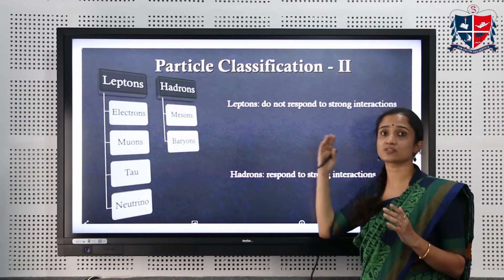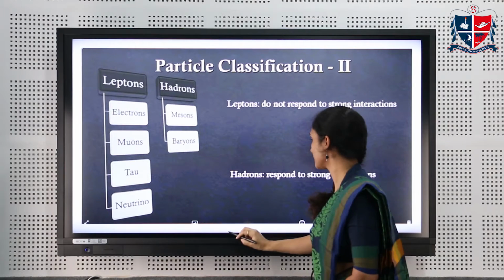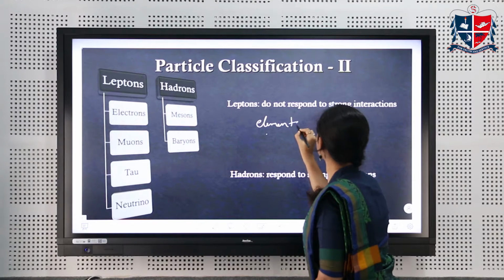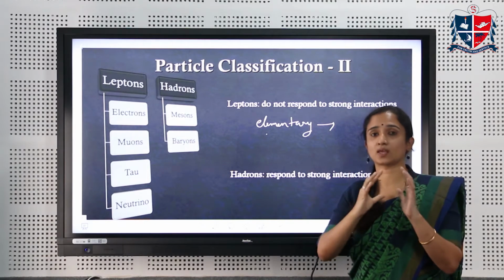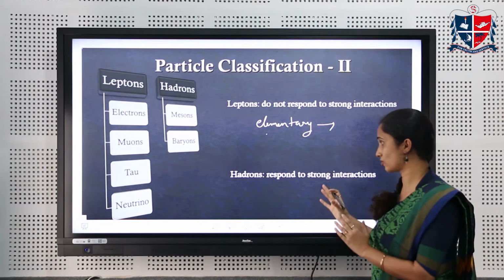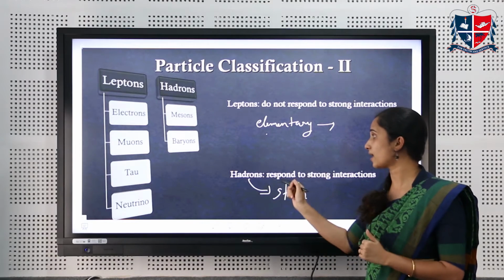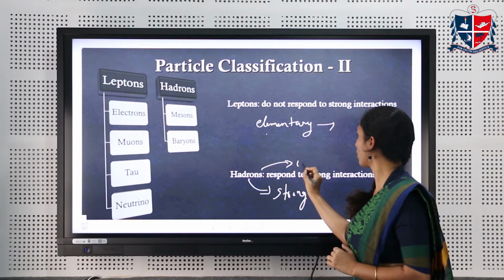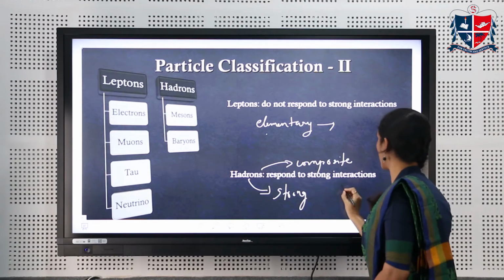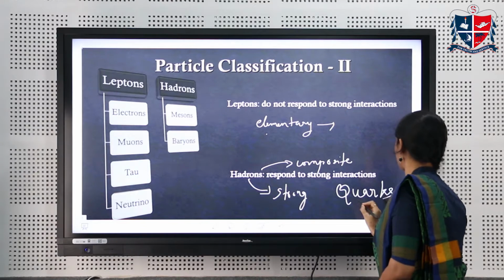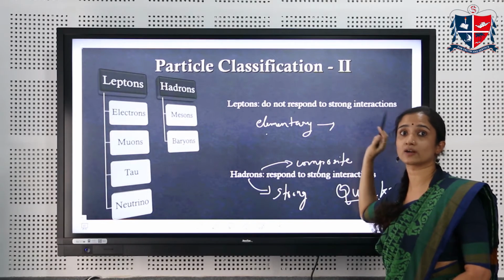One important difference between leptons and hadrons is that leptons are elementary particles. Elementary particles in the sense they are not composed of any smaller particles. So, leptons are elementary, they cannot be divided into any constituent particles. Whereas hadrons, as the name suggests, hadron means strong. So, they participate in strong interaction and they are composite particles. Hadrons are composed of further smaller particles, and those smaller particles which compose a hadron, we call them quarks. Maybe we can deal with quarks in another lecture. So this is another classification of particles based on their response to strong interactions.